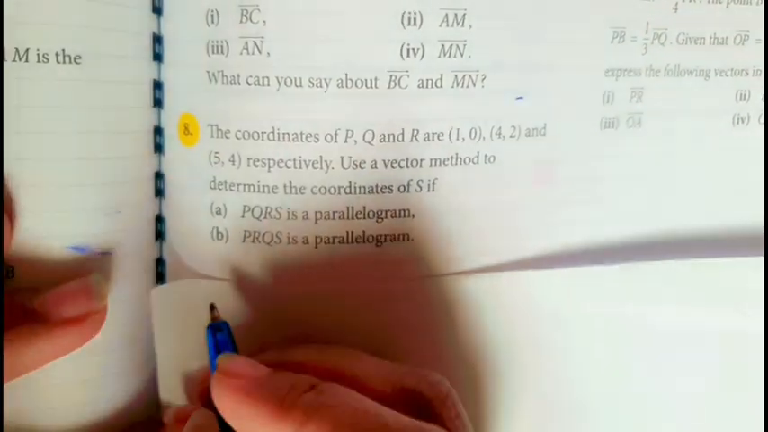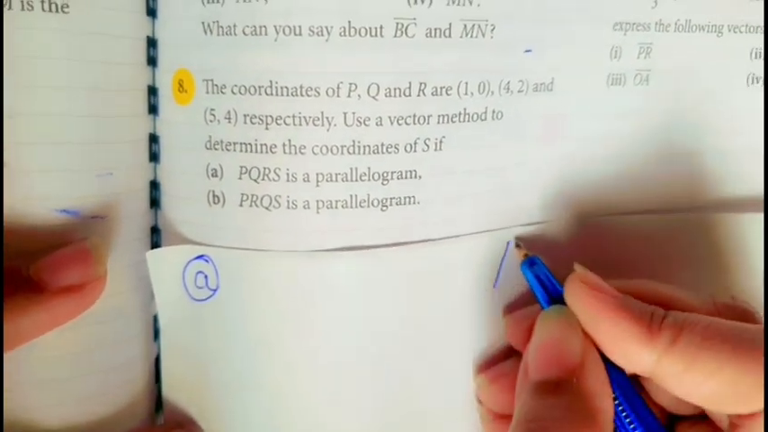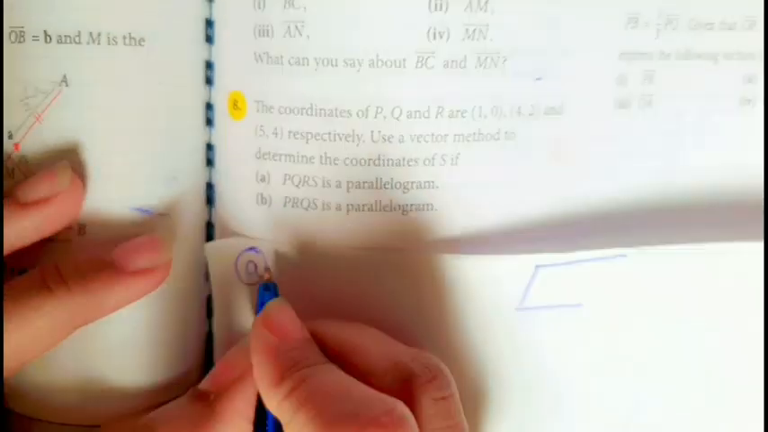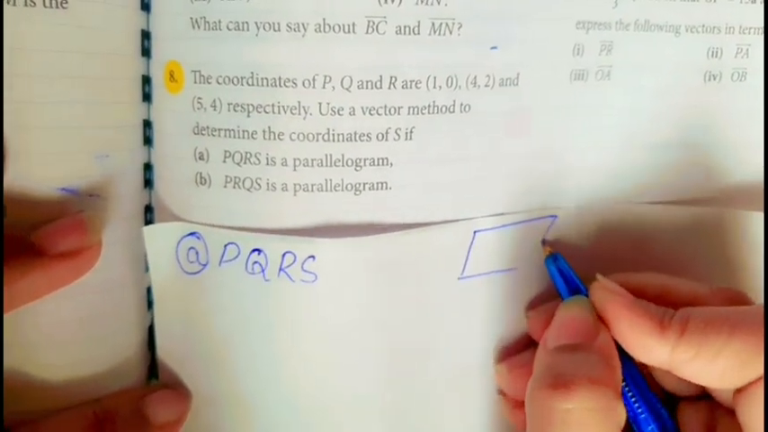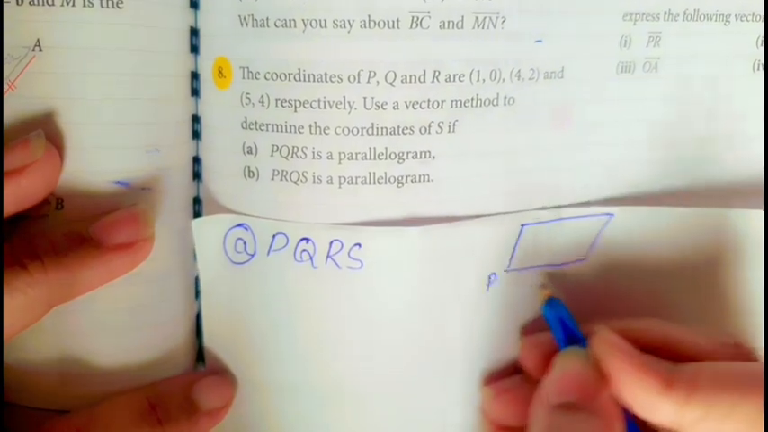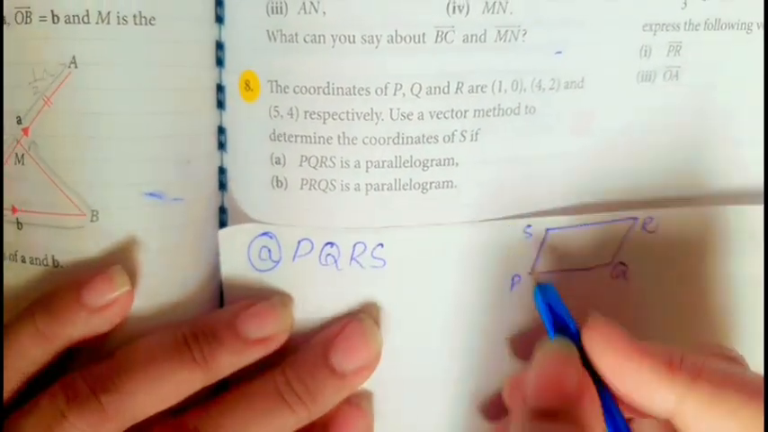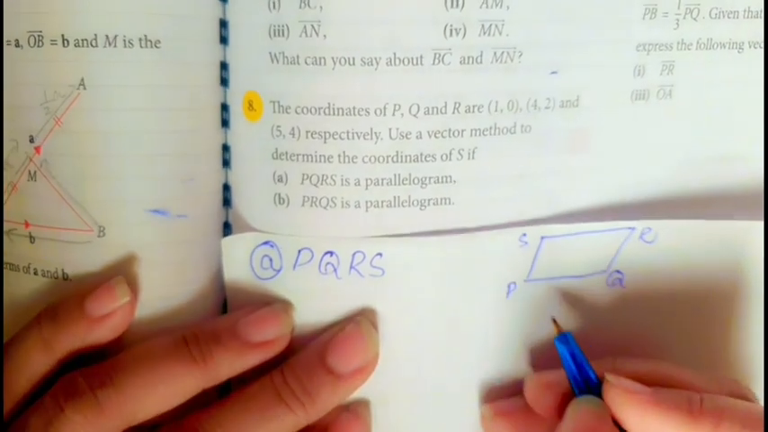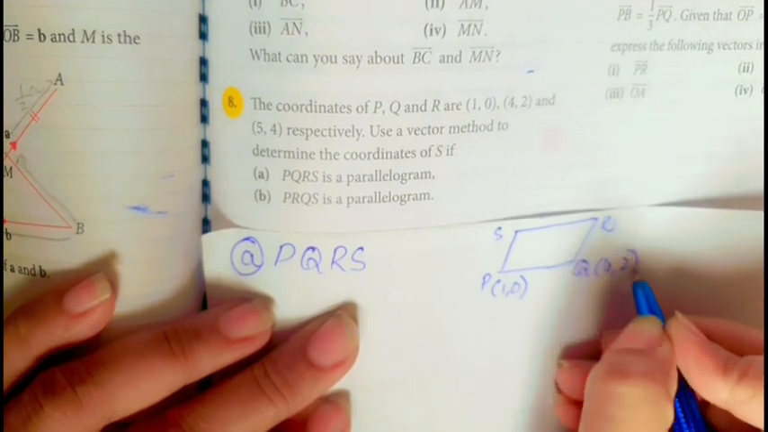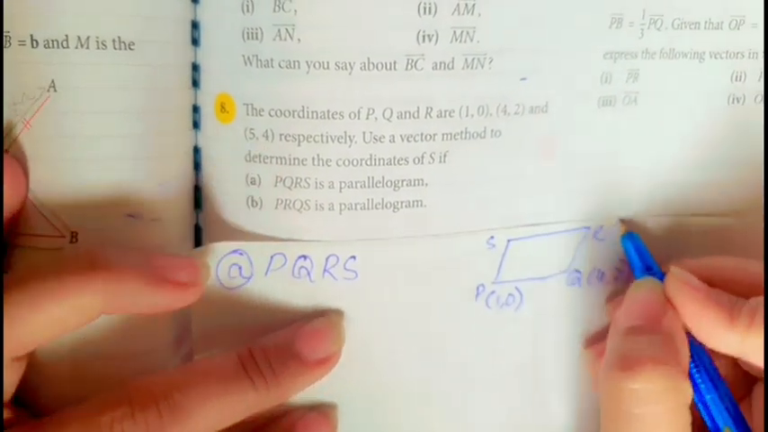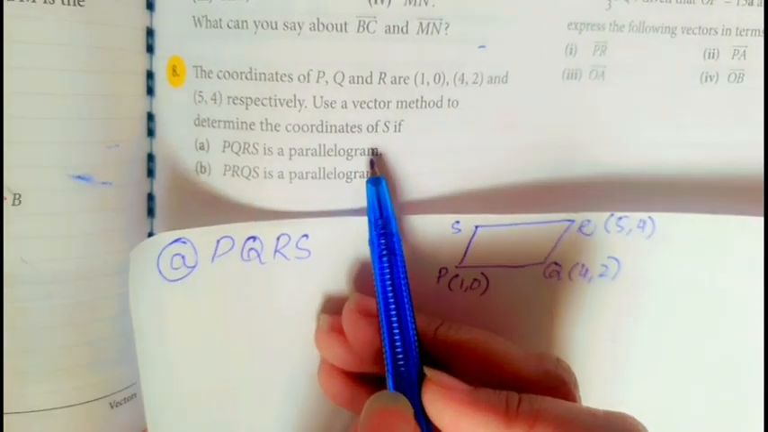Okay. First of all, we are working on PQRS. So, I am drawing a parallelogram over here. Part A is PQRS is a parallelogram, so I am drawing roughly a parallelogram. This is P, this is Q, R and S. And you know that the coordinates are given. Coordinates of P are (1,0), coordinates of Q are (4,2), coordinates of R are (5,4), and we have to find the coordinates of S. So how can we find out?